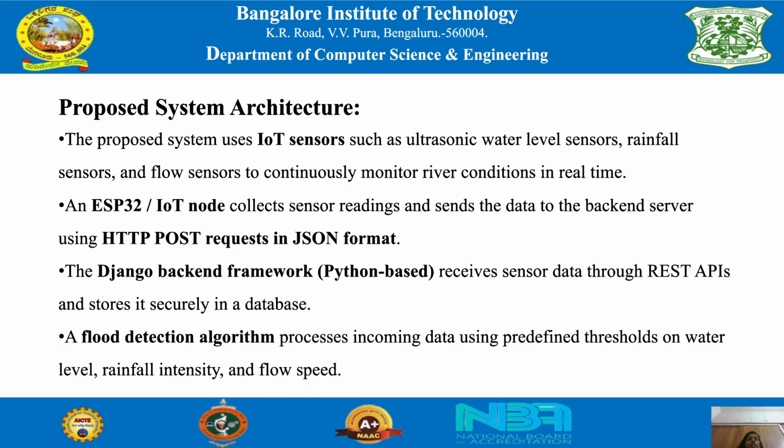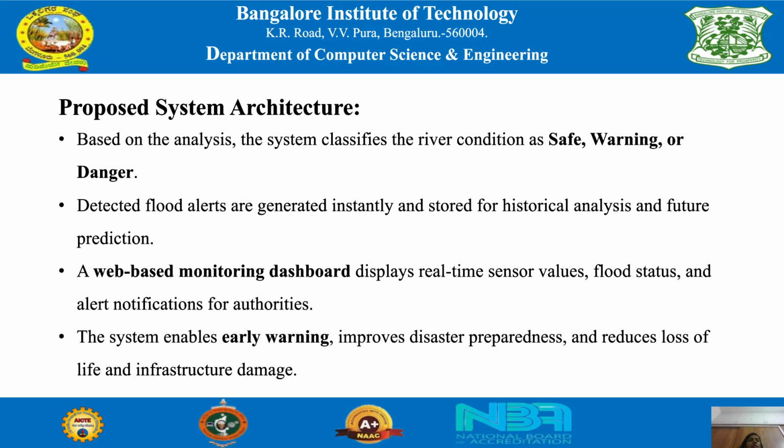A flood detection algorithm processes incoming data using predefined thresholds on water level, rainfall intensity, and flow speed. The system classifies the river conditions as safe, warning, or danger. Detected flood alerts are generated instantly and stored for historical analysis and future prediction.